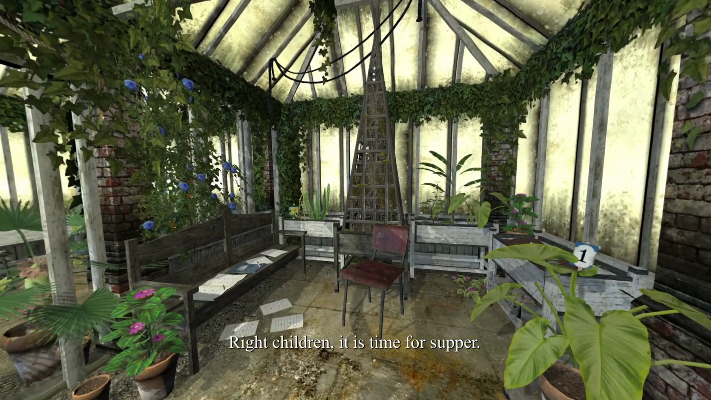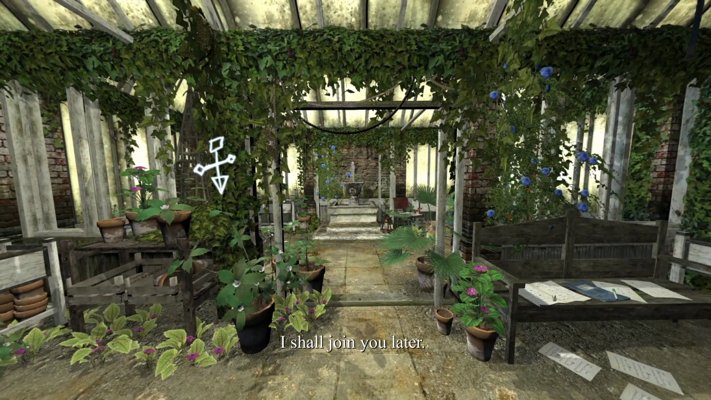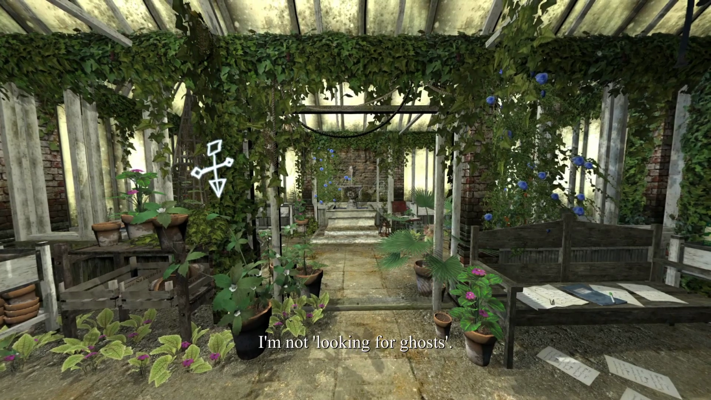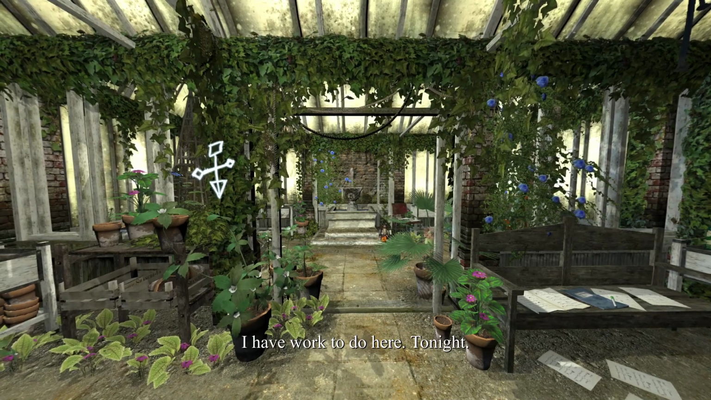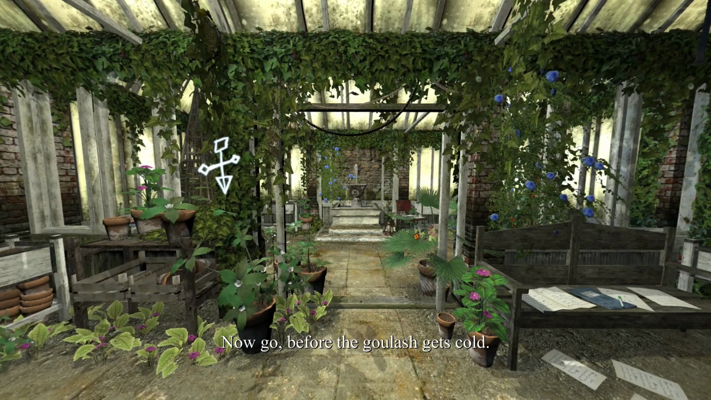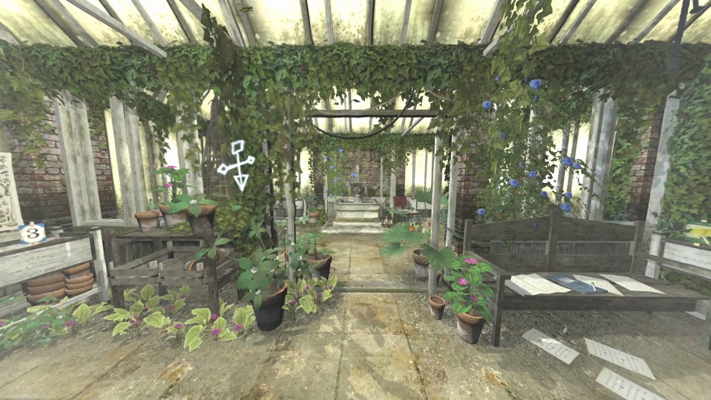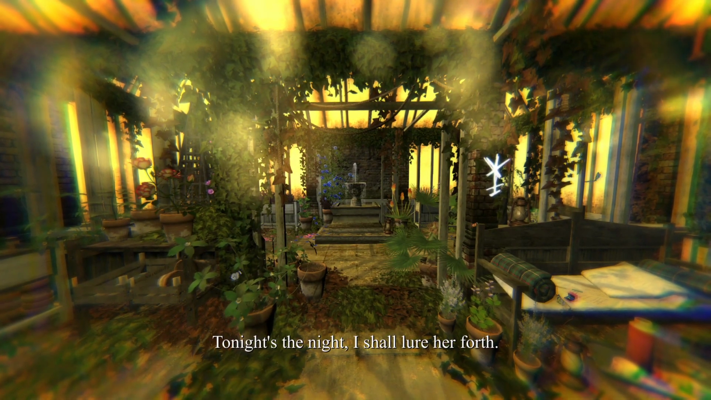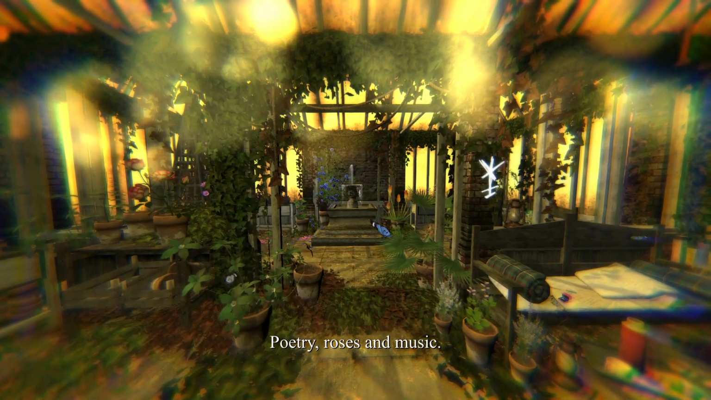Right, my children, it is time for supper. I shall join you later. I'm not looking for ghosts. I have work to do here tonight. Now go before the goulash gets cold. Tonight's the night. I shall lure her forth. Poetry, roses, and music.